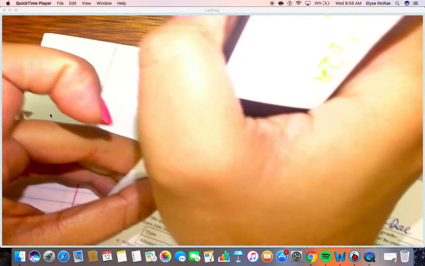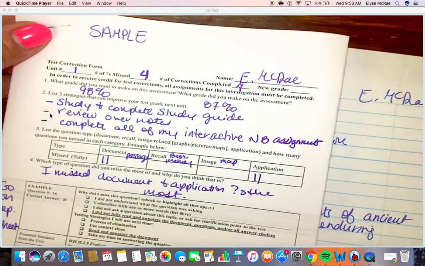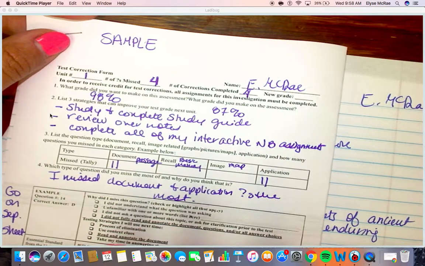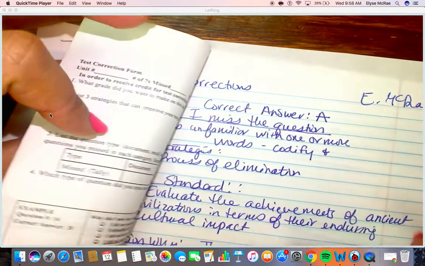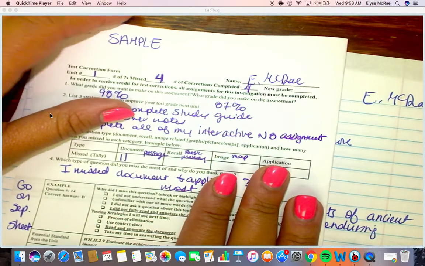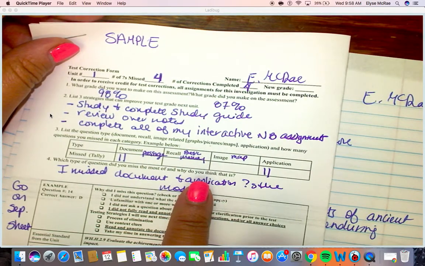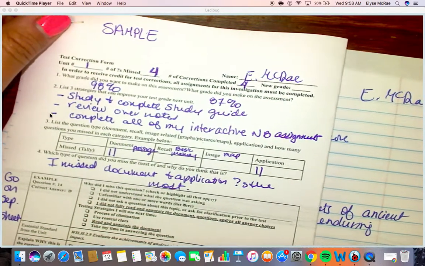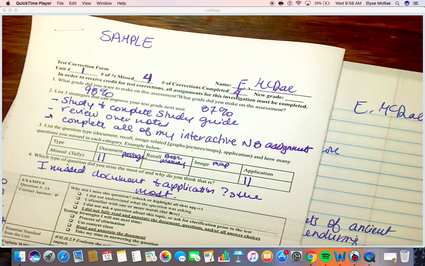And I will staple it just like this, and I will turn it into Ms. McCray. When you are done with your sample and you have completed this process of writing all this information down and you've gone through this video, then you need to staple your sample and bring it to Ms. McCray so I can stamp it, and I will also give you a completion grade. Please let me know if you have any questions.